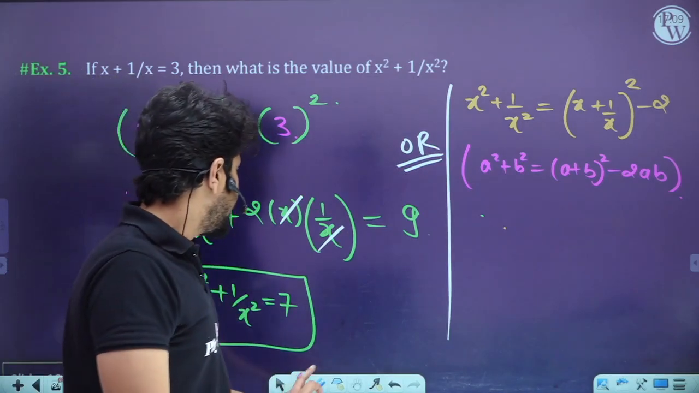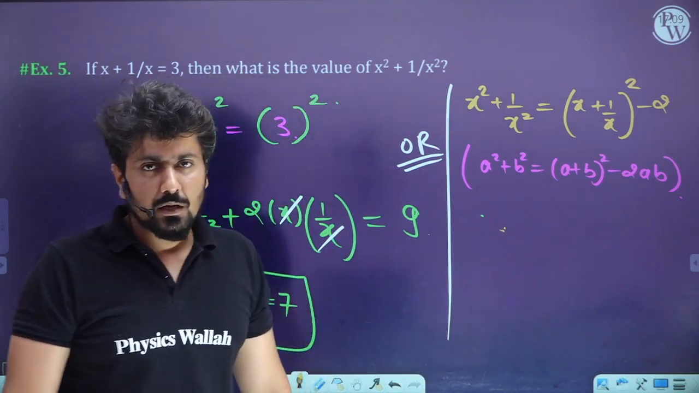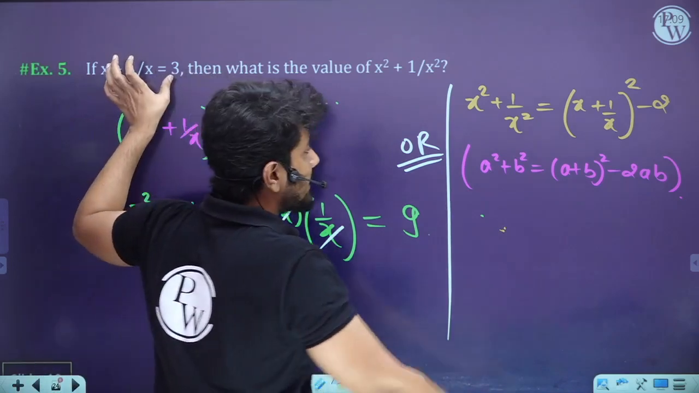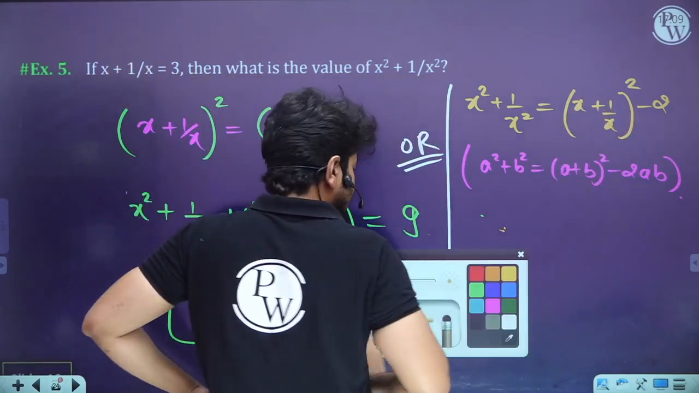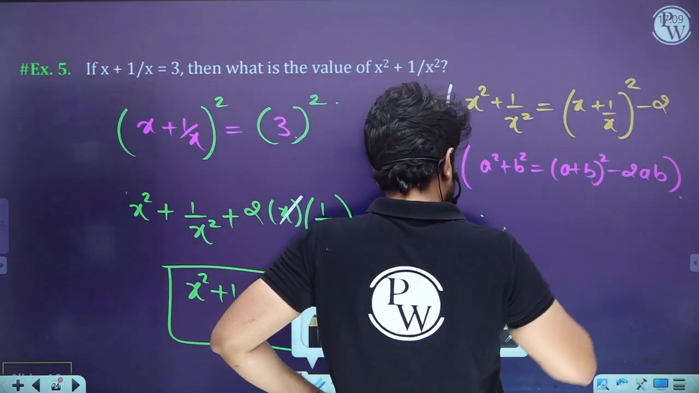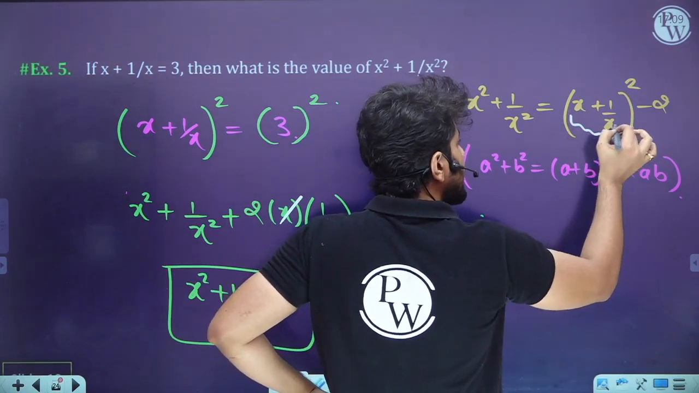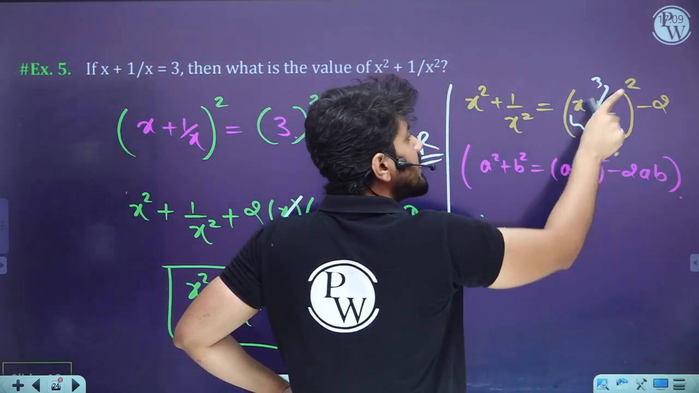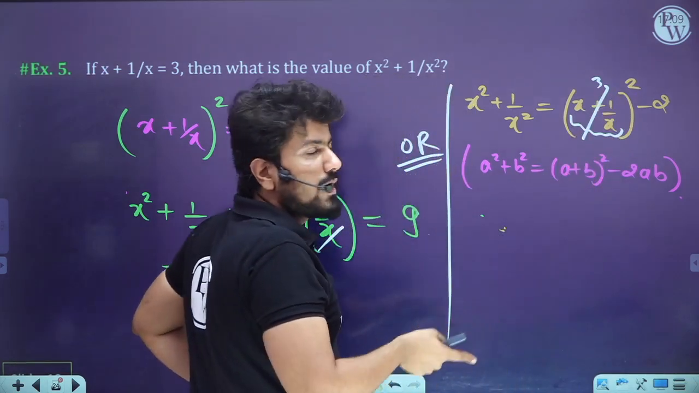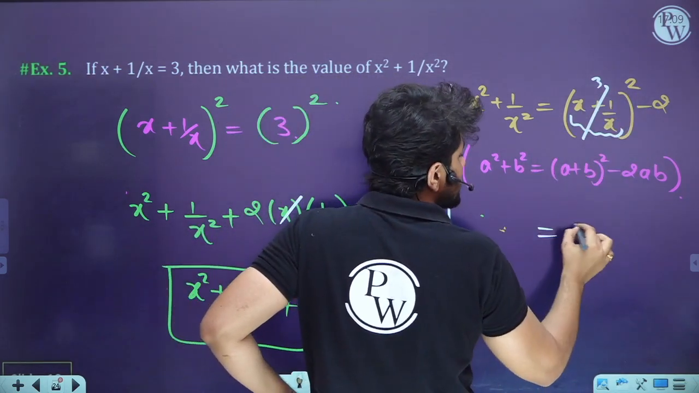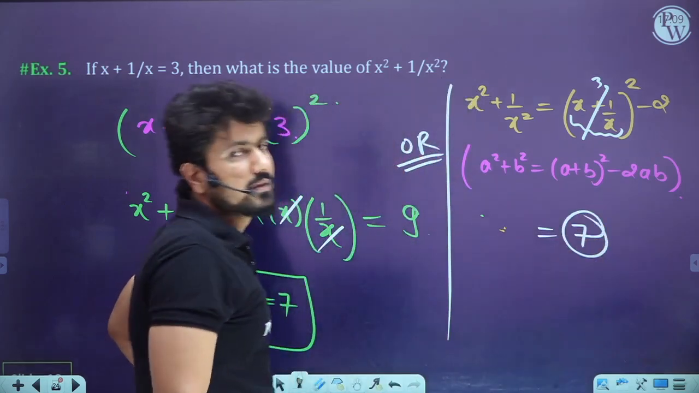Okay, do you understand these basic manipulations? Now, what's the value for x plus 1 by x? The value for x plus 1 by x is 3. So if you simply put the value of x plus 1 by x as 3 over here, we get 3 square. 3 square is 9. 9 minus 2 is 7. Direct. Okay.